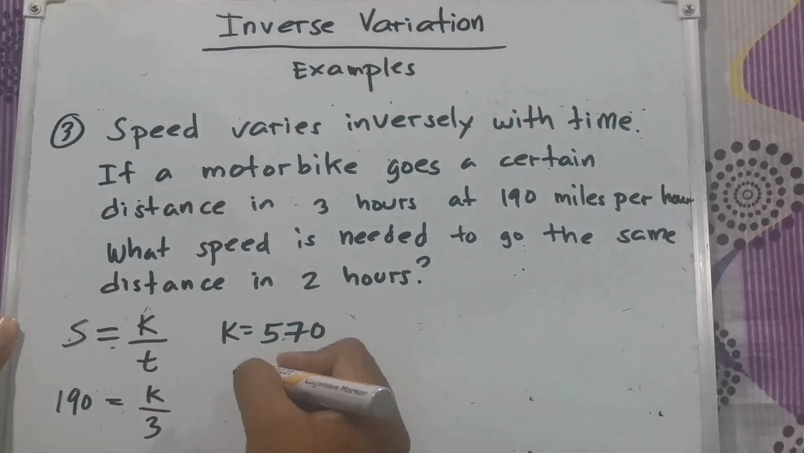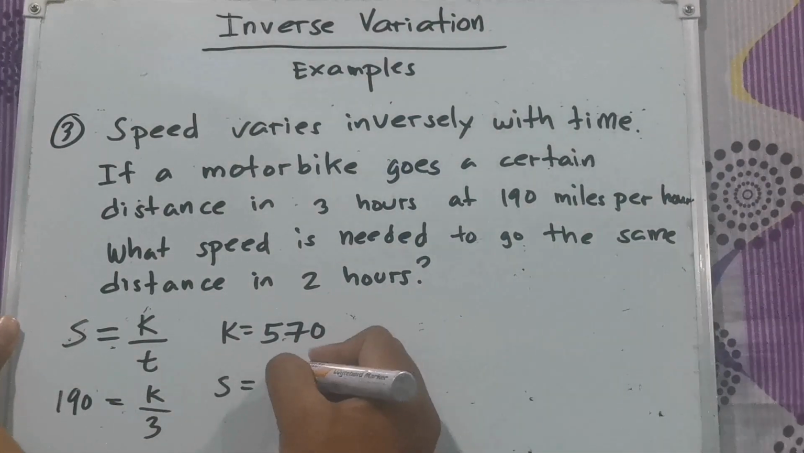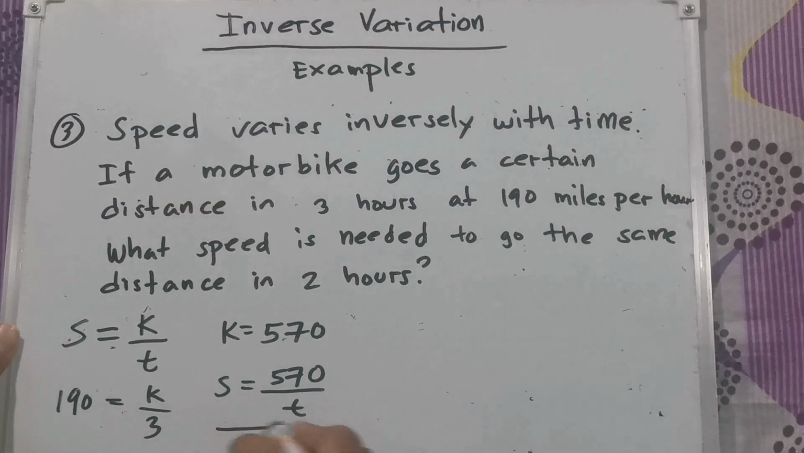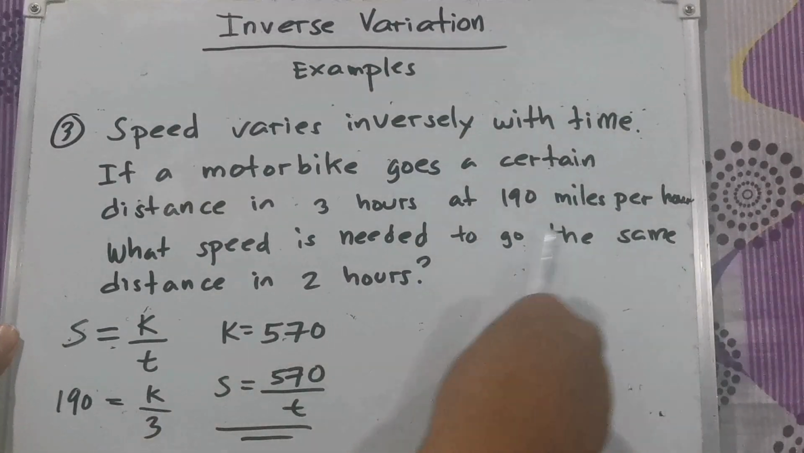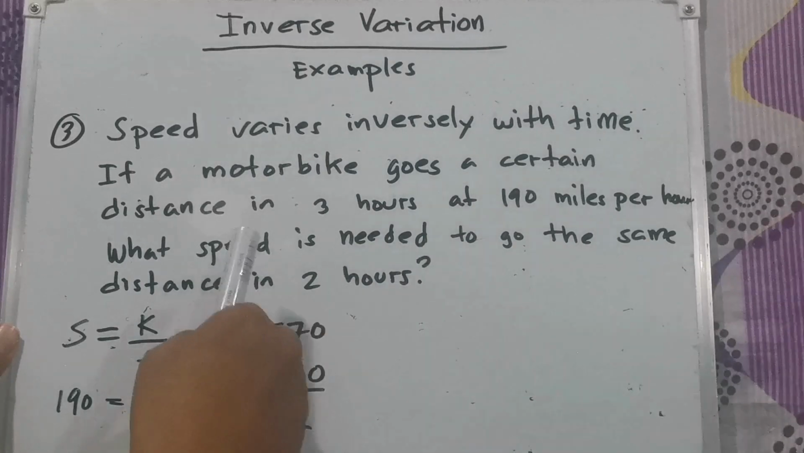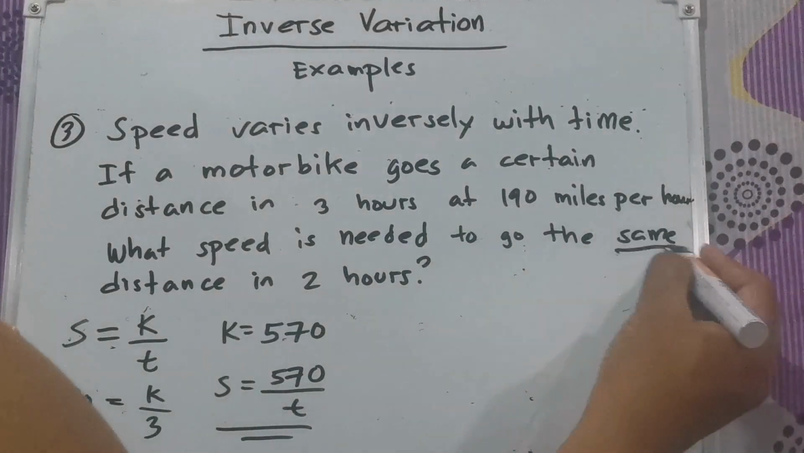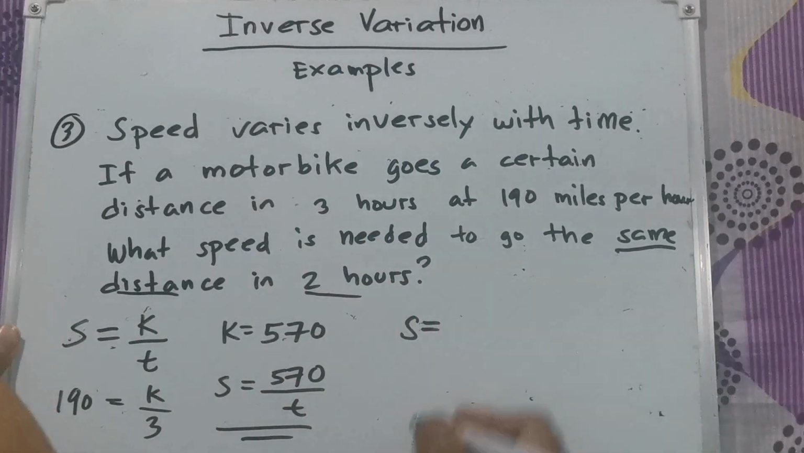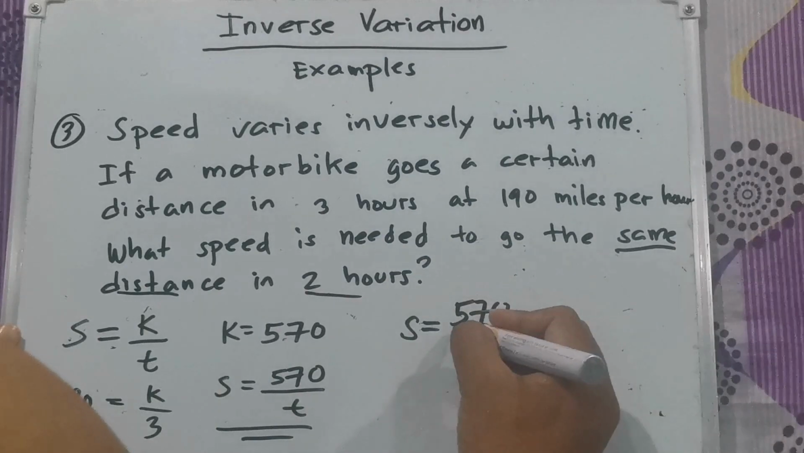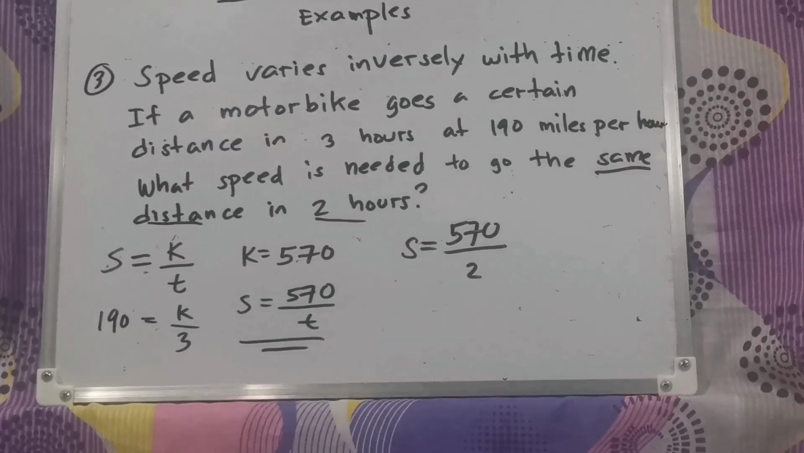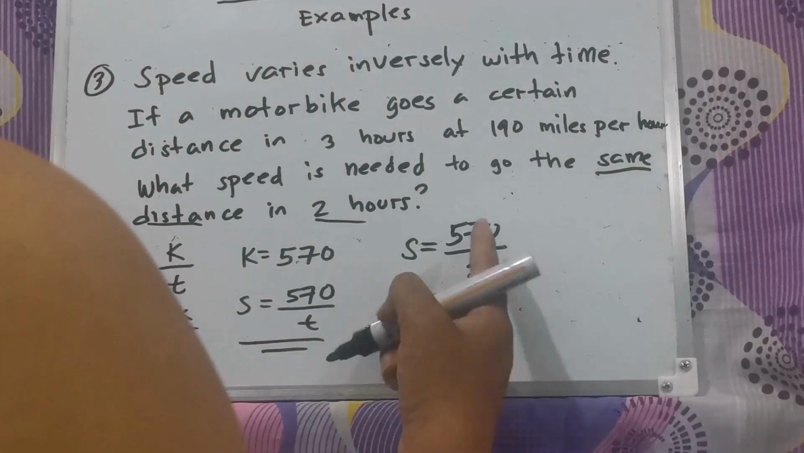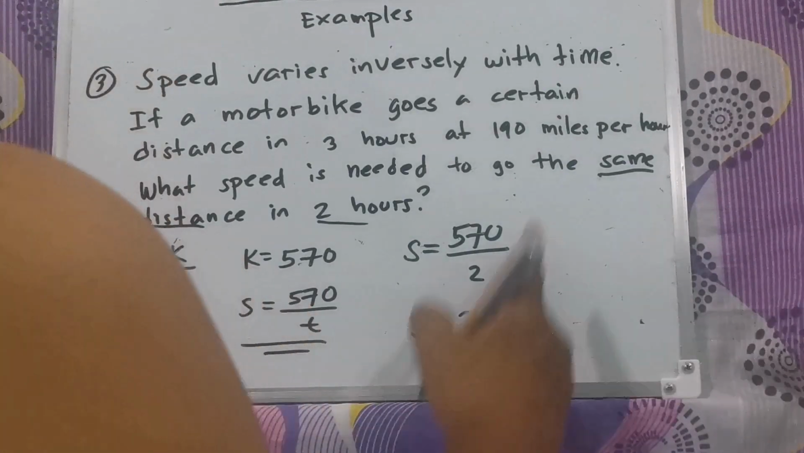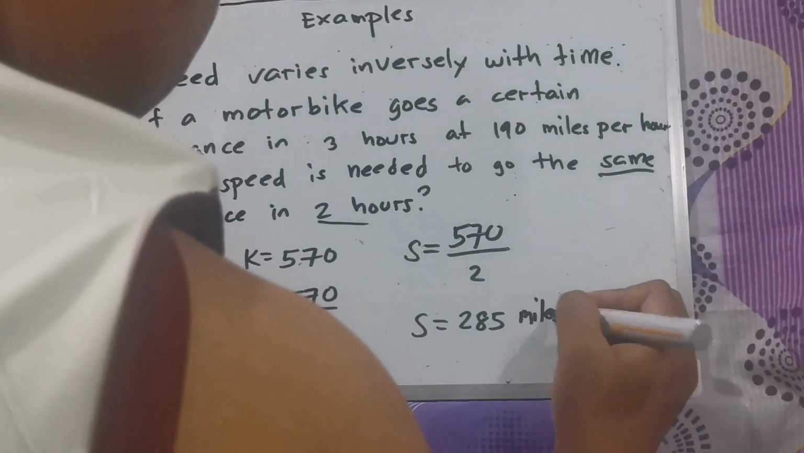Again, let's replace k in our formula. So that will be s is equal to 570 over t. Now we will find the speed needed to go the same distance in 2 hours. So we're going to use the formula s equals 570 over t. Same distance in 2 hours, so s is equal to 570 divided by the time, 2 hours. So s here equals 570 divided by 2, that will be 285 miles per hour. Our unit is miles per hour.